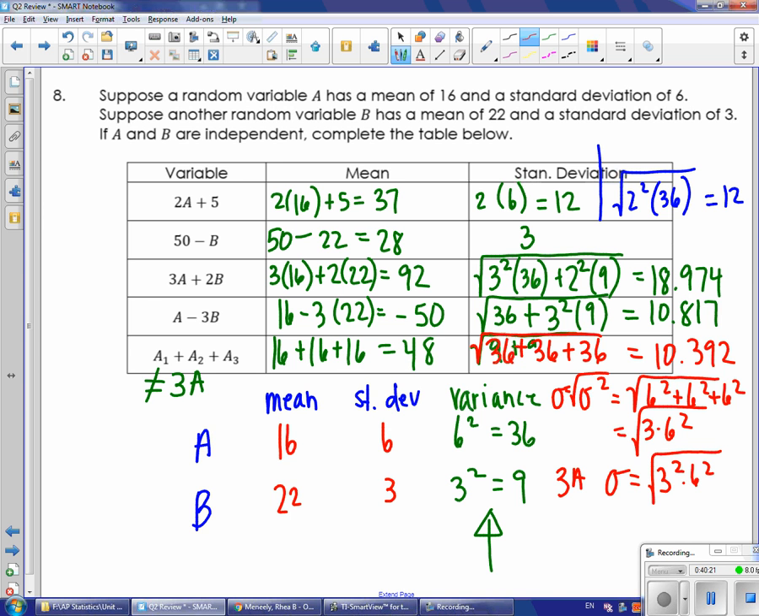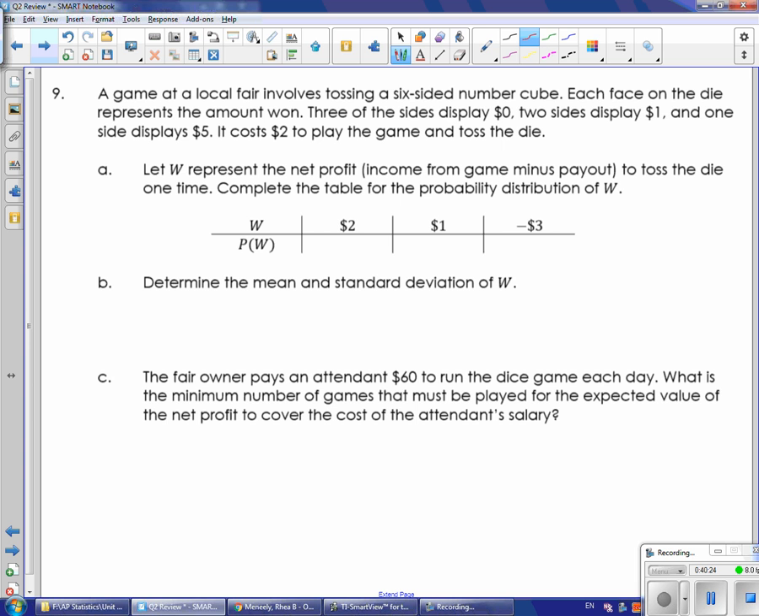Okay. In number 9, it says a game at a local fair involves tossing a 6-sided number cube. Each face on the die represents the amount won. 3 of the sides display $0, 2 sides display $1, and 1 side displays $5. It costs $2 to play the game and toss the die. So W represents the net profit, and that would be the income from the game minus the payout to toss the die one at a time. So complete the table for the probability distribution of W.